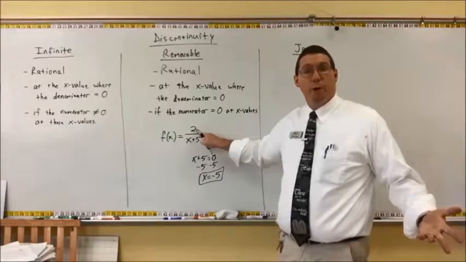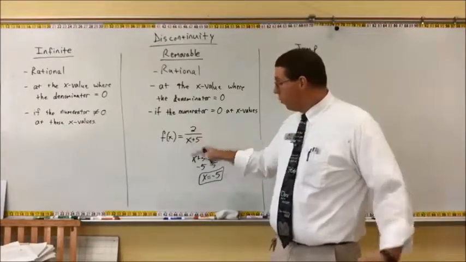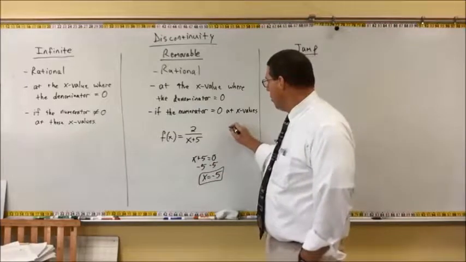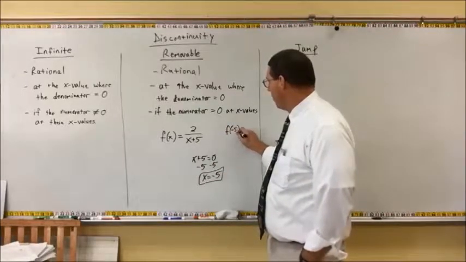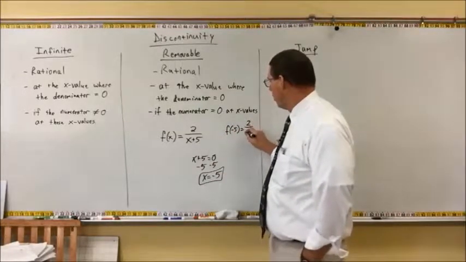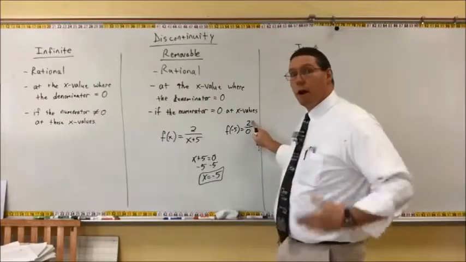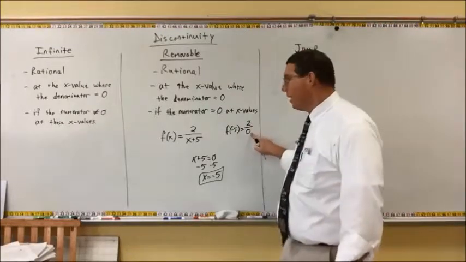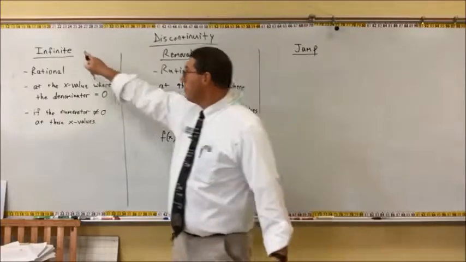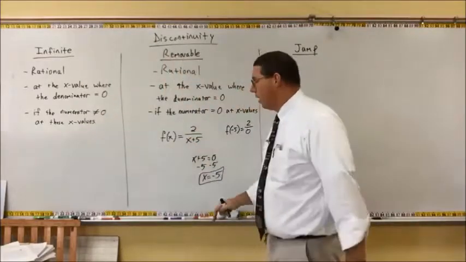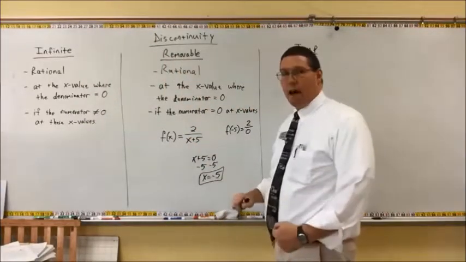So the numerator is always going to be 2. So when we plug negative 5 in, f of negative 5 is going to give us 2 over 0. Numerator, not 0. Denominator is 0. So that means this one has an infinite discontinuity at negative 5.